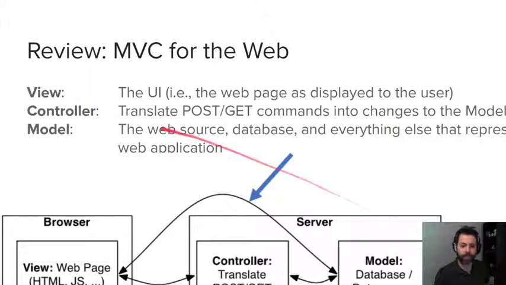Arrows, not helpful. So again, same slide, same information here. The only difference is, do we always need a controller? Might be a question that you have. Can the view talk directly to the model?